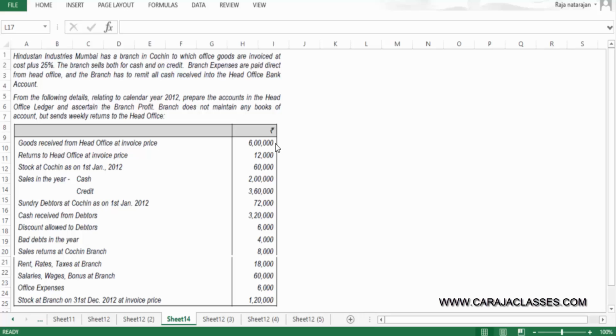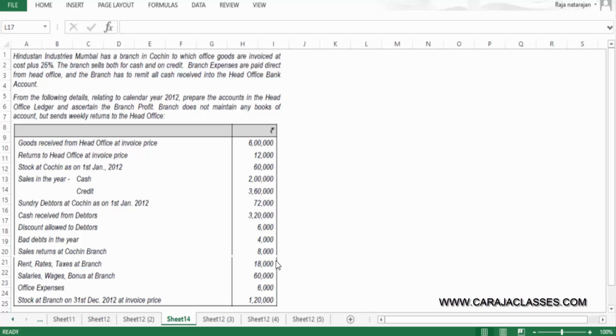And here we have the information. Goods received from head office at invoice price 600,000, returned to HO at invoice price 12,000. Stock at Cochin as at 1st Jan 2012 60,000. Sales in the year, cash and credit, are available. Sundry debtors opening balance is available. Cash received from debtors, discount allowed to debtors, bad debts, sales return, all details are available.